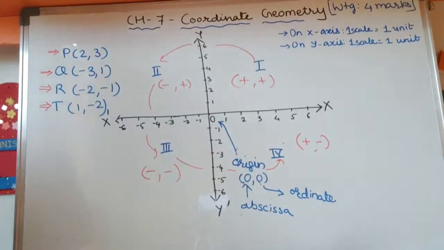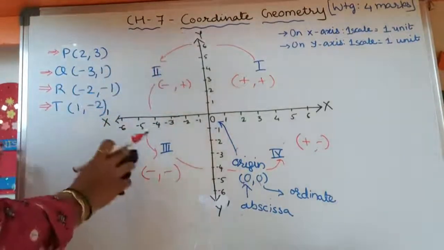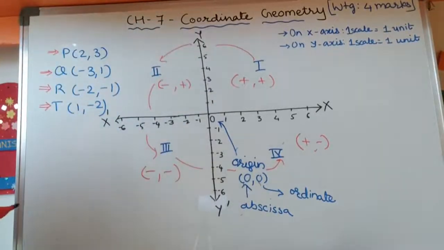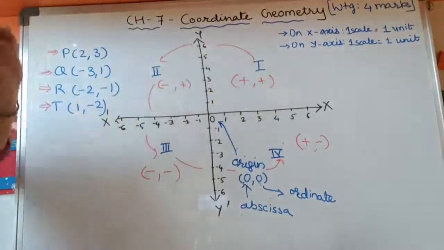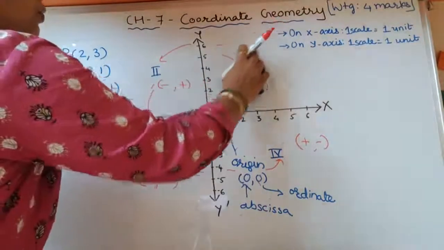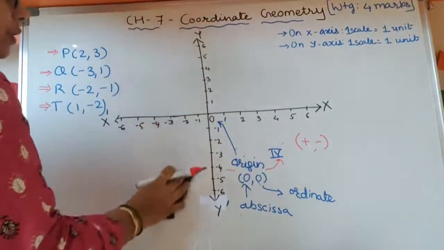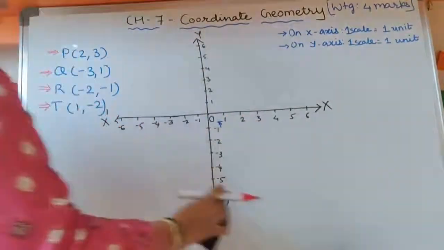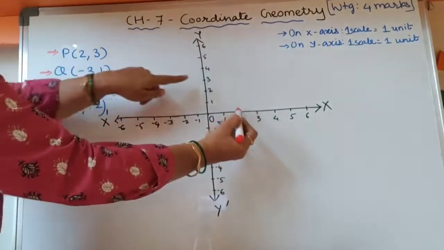And as you know how to locate the points, I just want to show you these 4 points, and then we will continue to this chapter 7 and move on to understand the formula called the distance formula. So first of all, if I want to locate these points, first P: 2 is the x coordinate and 3 is the y coordinate.